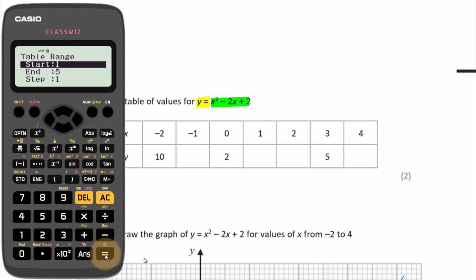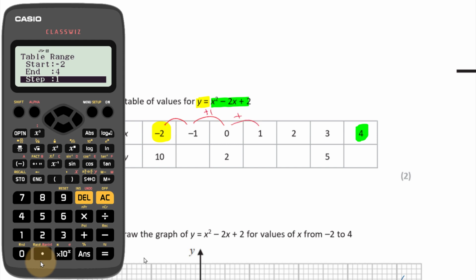Now the start value, that's going to be our lowest value of x here. So we need to start at -2. End value, well, that's going to be up at the other end. We're going up to 4, aren't we? So our end value is 4. Step, what we're going up in here. If you have a look at the x values, they are going up in ones, aren't they? Add 1, add 1, add 1. That's the step, so we're stepping up in ones. Okay, now if I press equals again, it's going to create a table for me, and you can see I've got x values and y values here.